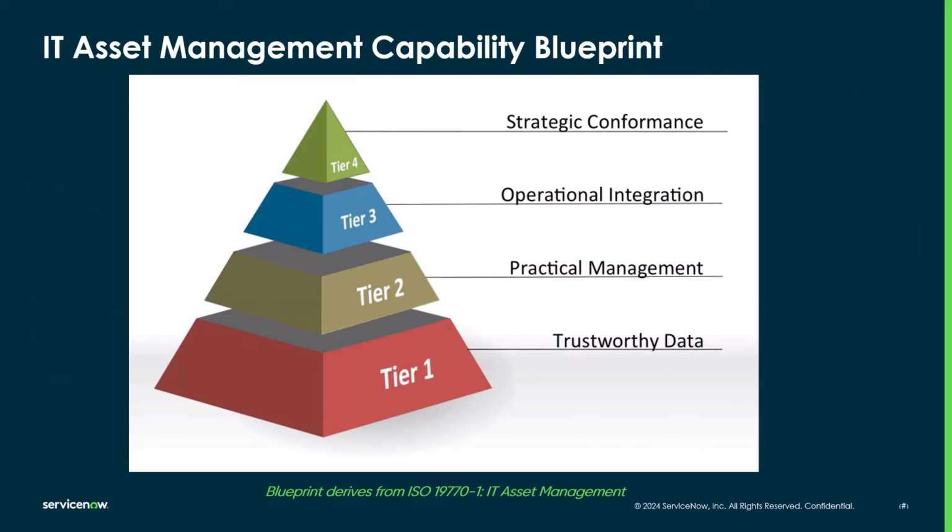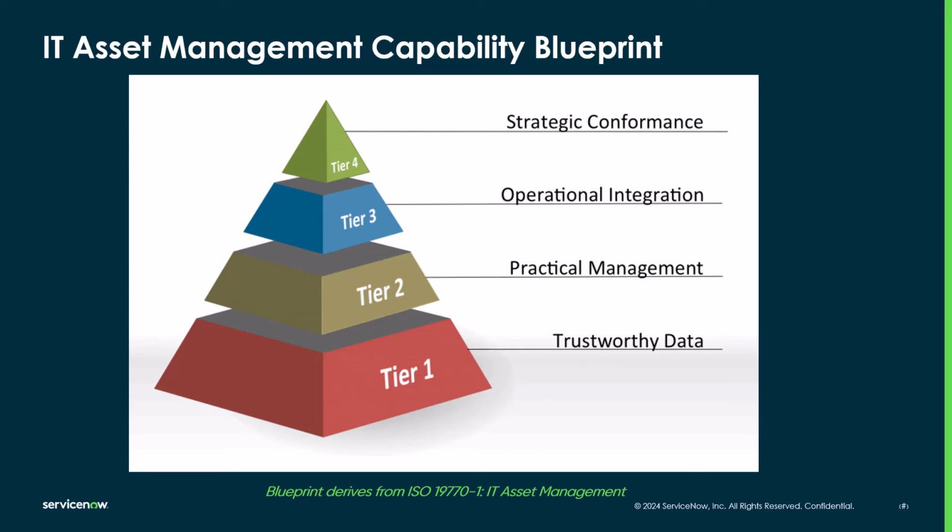This is a diagram that comes from the ISO standard for IT asset management. It's the capability blueprint, and it's what you need to establish within your ITAM program to be successful with IT asset management. It starts out with tier 1, which is trustworthy data, and that's really about knowing what you have so you can manage it. If you don't know what you have, you don't have that visibility, you don't have that trust in your data, you really can't manage it.